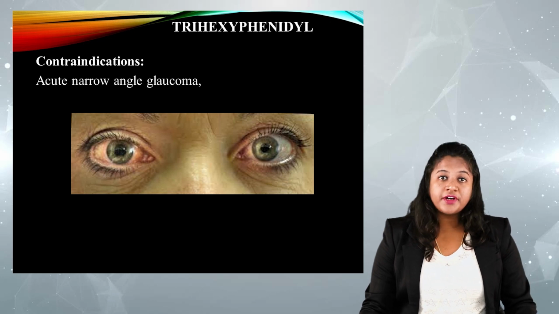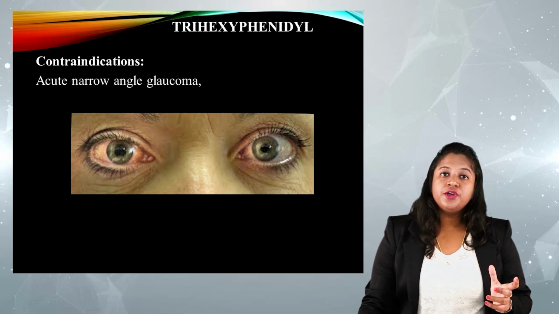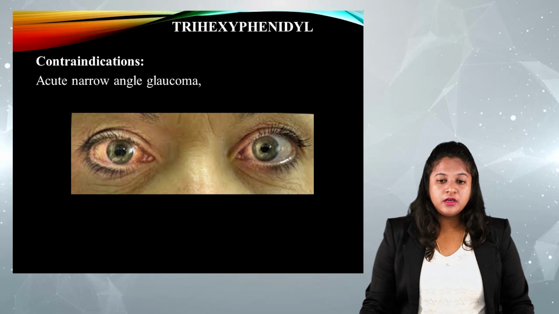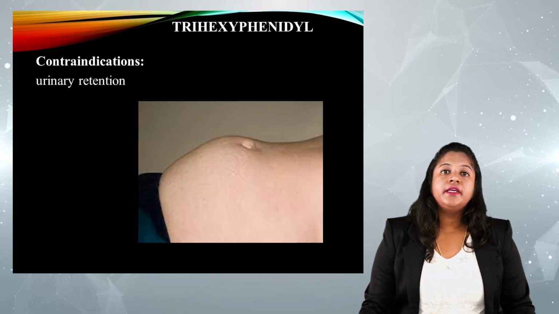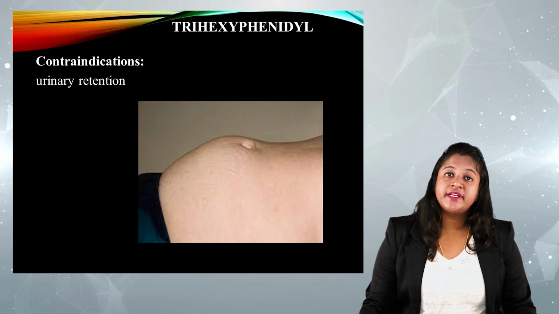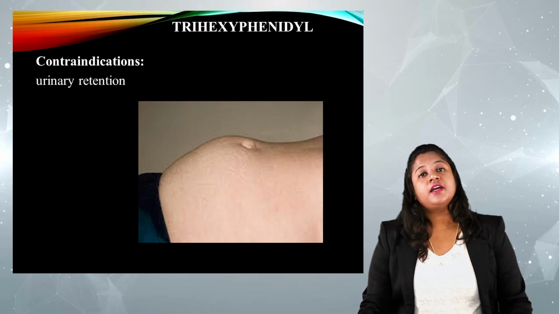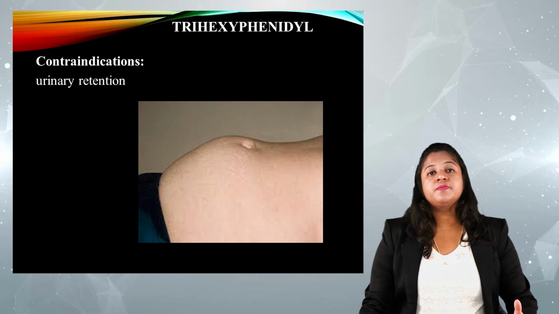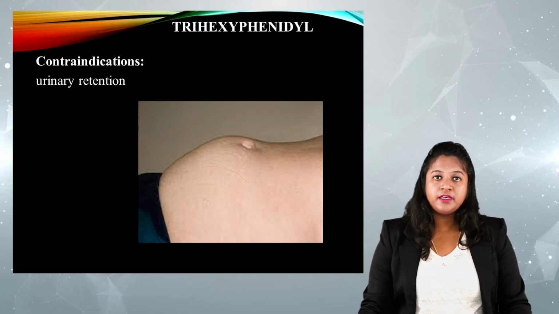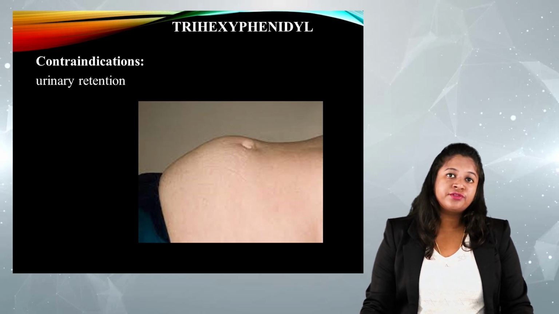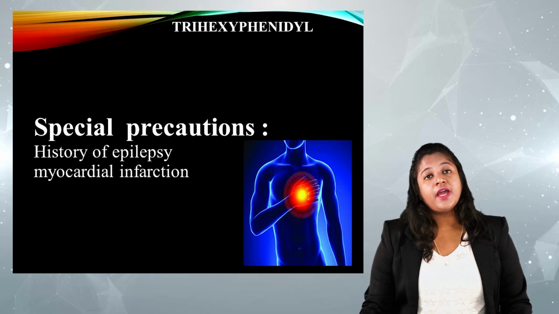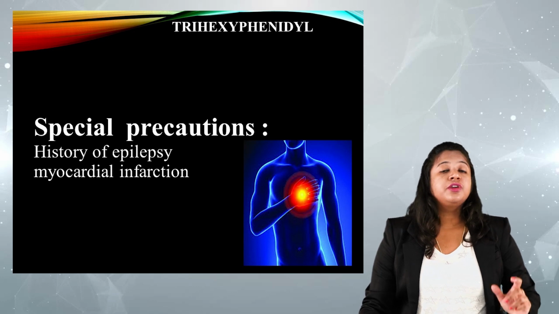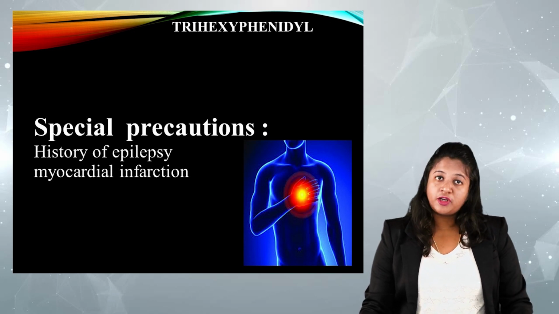Let us see the contraindications of this drug. Acute narrow angle glaucoma, paralytic ileus, prostate hypertrophy, and in conditions of urinary retention, this drug is contraindicated. What are the special precautions you have to keep in mind when you use it? In case of history of epilepsy and also a recent history of myocardial infarction, you have to use it with special precaution.